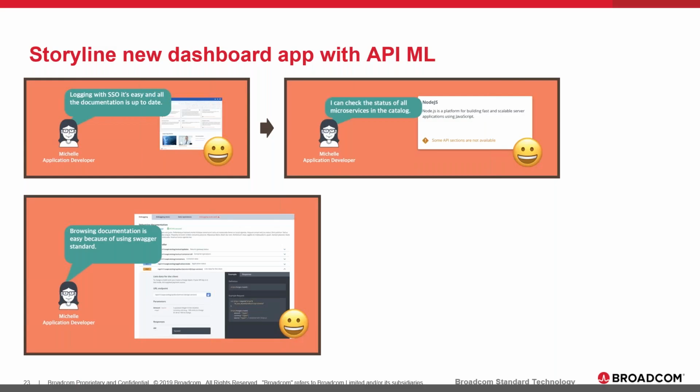So this is the storyline using the mediation layer. You can see the application developer is super happy about everything. He or she is going to log into the catalog, check the status of the microservices, and start browsing the documentation of the REST APIs using Swagger. Yeah, so that's from my side on the use case.